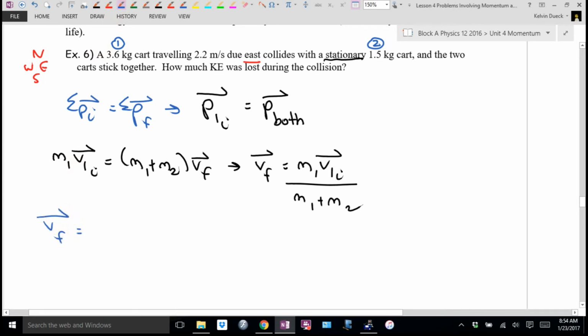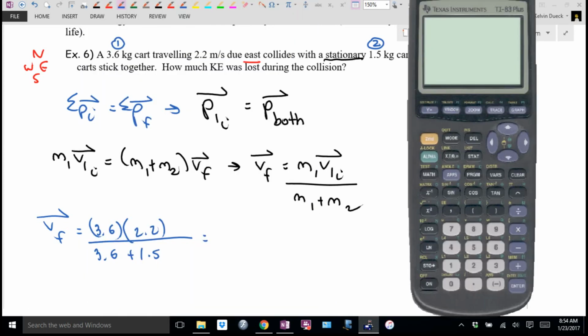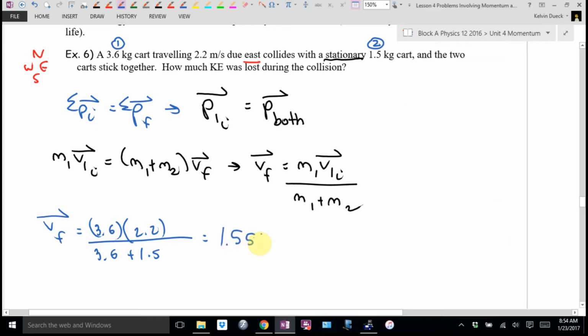After the collision, I think it's going to be 3.6 times 2.2 divided by 3.6 plus 1.5. Can I do that one in my head? No, the 3.6 doesn't cancel or anything. Yuck. 3.6 times 2.2 divided by 3.6 plus 1.5, and I get 1.55294. I'm going to go 1.553, but I'll keep this number stored on my calculator. Meters per second.